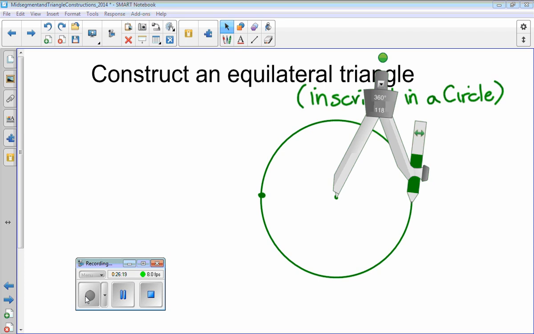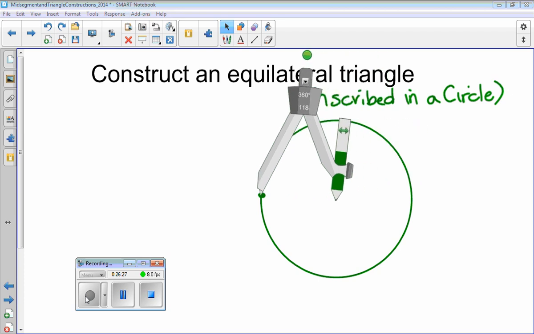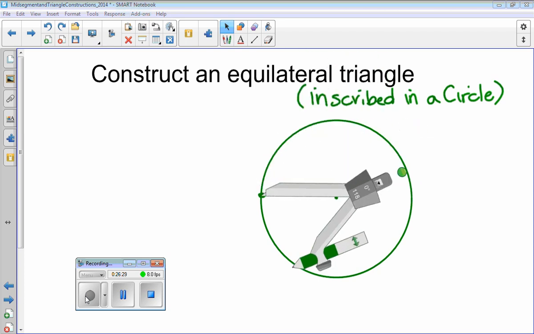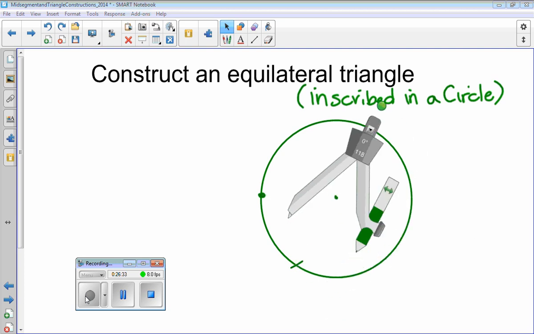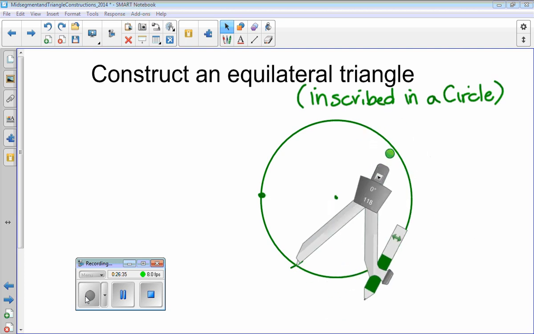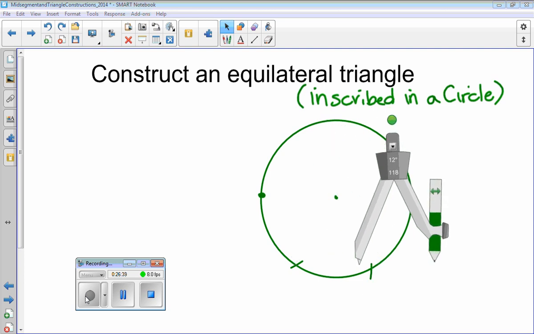Okay. And I have the spread of my compass at the radius, right? And I'm just literally going to go around the circle. So watch what I'm doing. I'm going to take my point, put it there, and then I'm going to make an arc. And I'm going to move my compass around the circle in such a way where I'm just going to go around the circle.